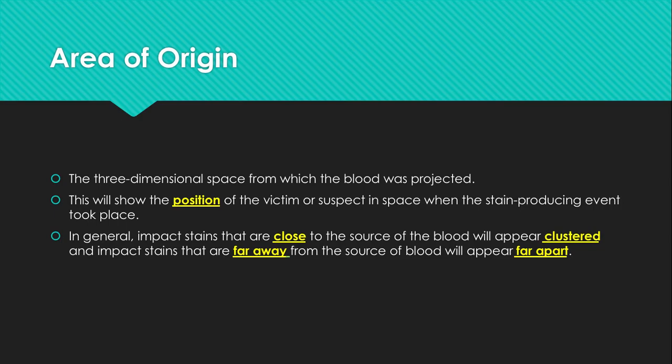So now, by calculating the angle and looking at where the blood originated from, we can see where the victim was when they were attacked, or if the victim or the suspect was bleeding and there were blood drops left over, we could figure out where they were when the attack happened.